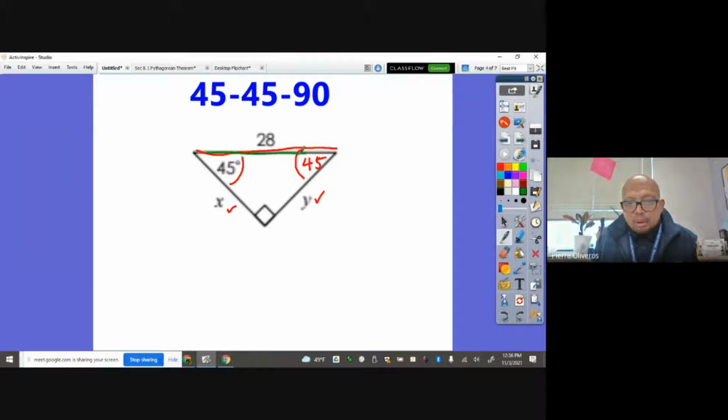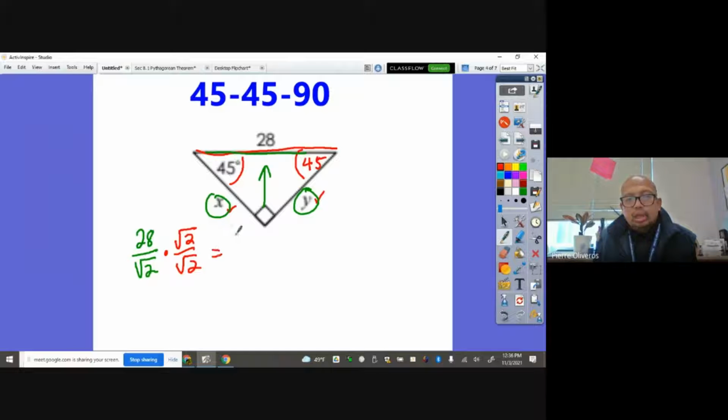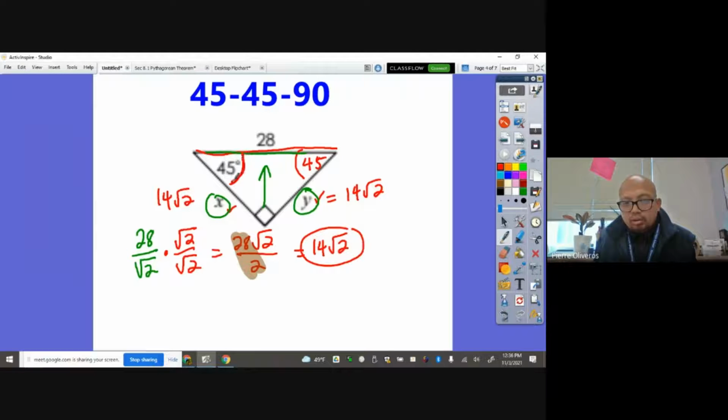Since this is the hypotenuse because it's opposite the 90, for me to know what X and Y are, I'm going to divide 28 by square root of 2. If I do that, we have to rationalize it by multiplying by square root of 2 over square root of 2 here. That will give us 28 square root of 2 over 2. Can you simplify 28 divided by 2? Yes. That will give you 14 square root of 2 as the answer. So therefore, the value of y is 14 square root of 2, and this is also 14 square root of 2. They have to be the same because we are in a 45-45-90, wherein their corresponding sides have to be equal. That's one way.